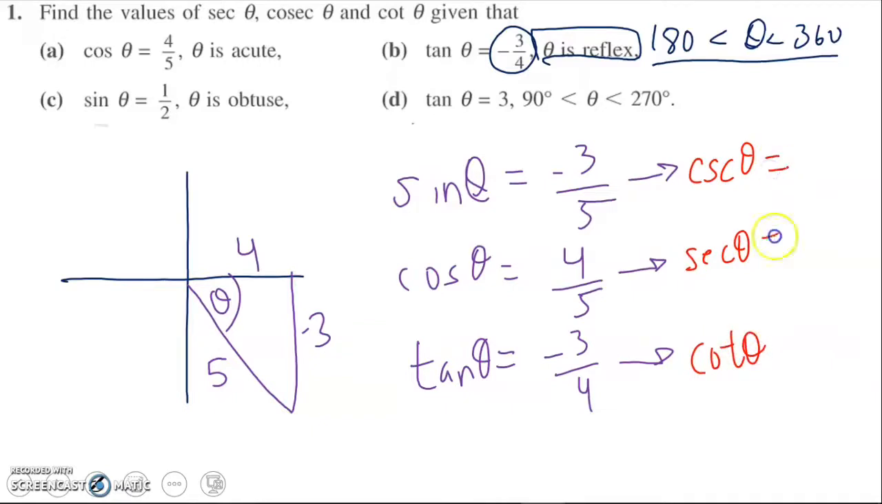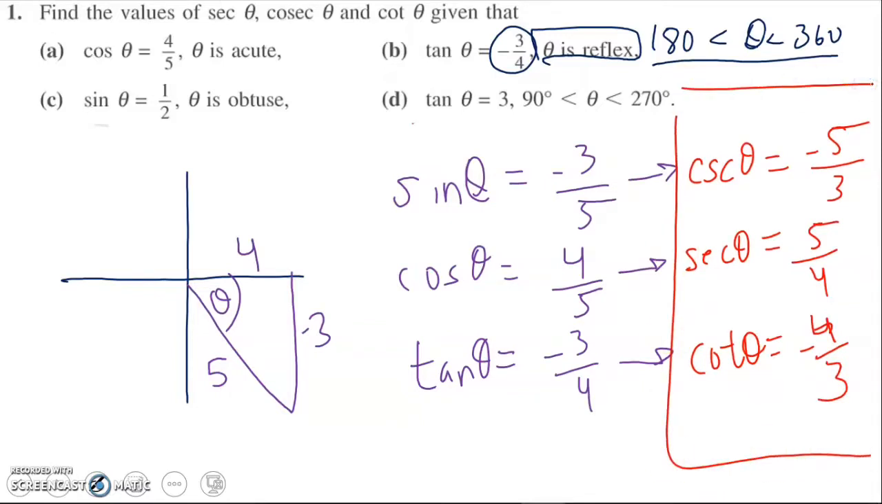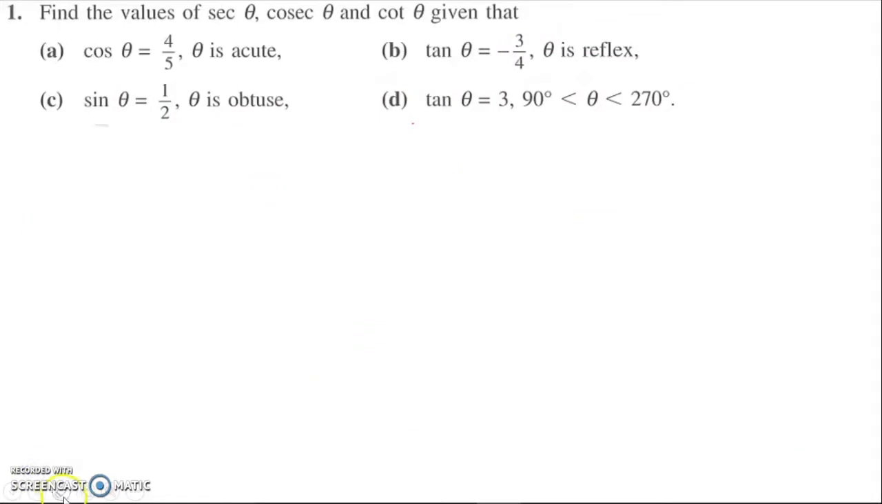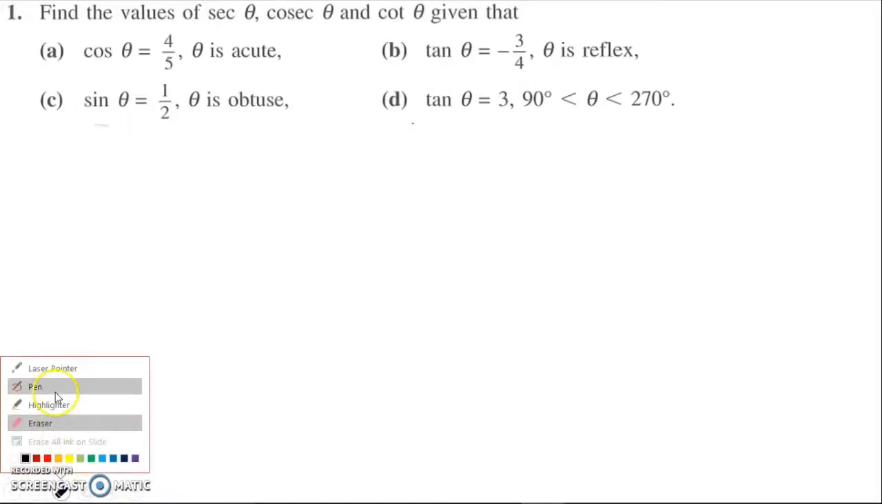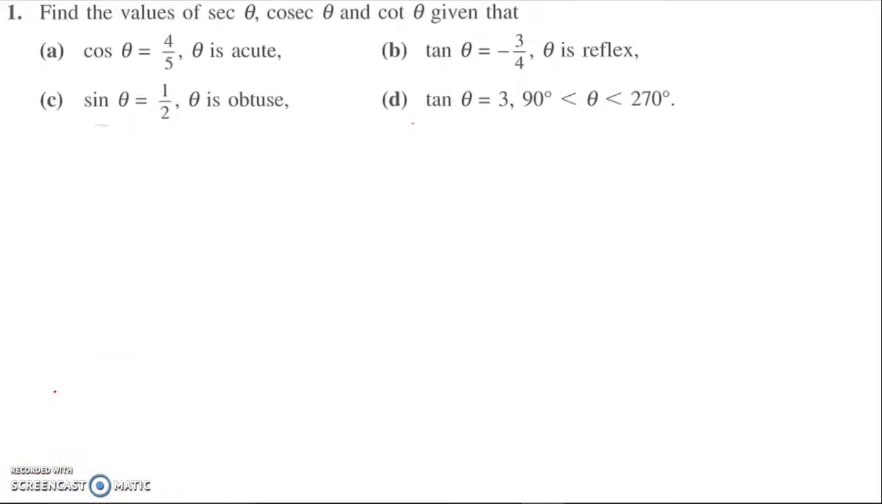So here's the easy part. Now all we have to do is flip it: negative 5 over 3, 5 over 4, and then negative 4 over 3. So that's the answer for letter B. I'm just going to do one more. I'm going to do letter C. Letter D you can look up on your worksheet or on the key.